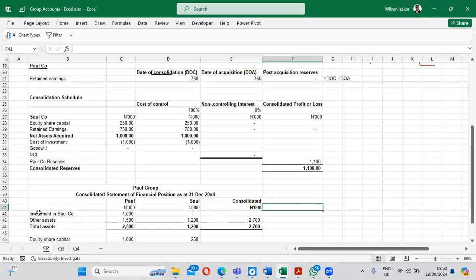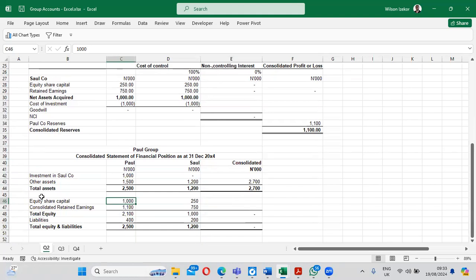All right. So the investment in Soko, we are not going to include the investment, the amount of money paid by the parent company to acquire the controlling interest in the subsidiary company. Why? Because we've made use of this 1 million in arriving at whether we have a goodwill or a gain on bargain purchase, whichever case it is. So this 1 million has been used in exchange for the interest in the net assets of the subsidiary. So we are not going to take it into consideration in the consolidation. So just add 1.5 plus 1.2 gives you 2.7.